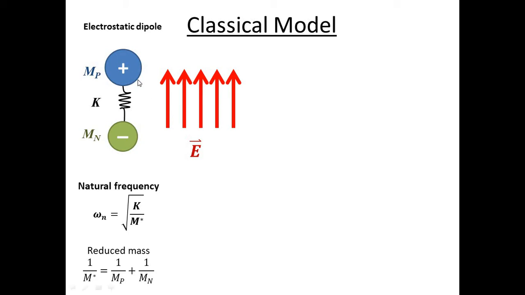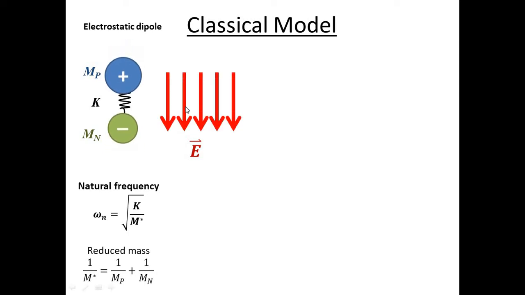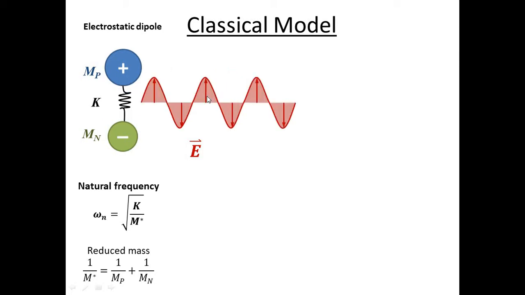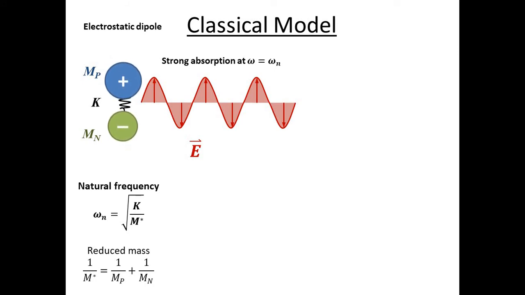What will happen is that the electric field will push the positive charge upwards and the negative charge downwards. So it will stretch this dipole. Similarly, if you switch the orientation of the electric field, then it will compress this dipole. So what happens if you apply an oscillating electric field? Well, the dipole will start to vibrate. And if you just so happen to apply an oscillating field at a frequency matching the natural frequency, then it will really start to oscillate. It will actually absorb that electric field energy very, very strongly.